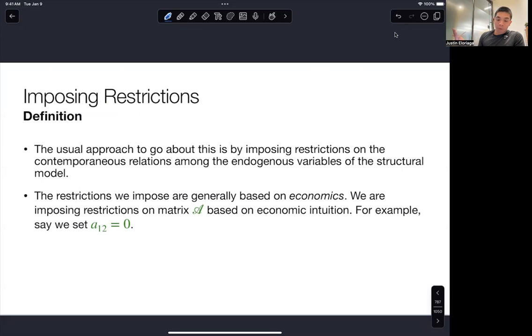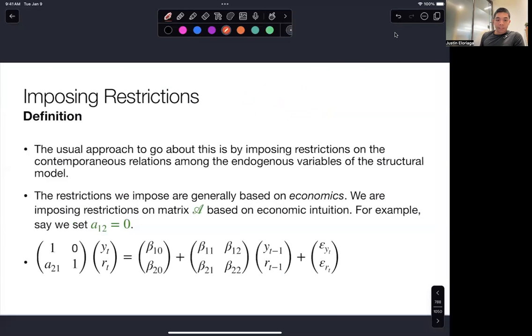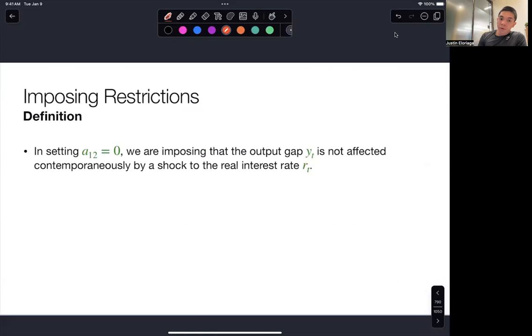So say we're going to impose a restriction. This is our matrix A, if you remember. It's equal to 1, A1,2, A2,1, 1. What we're going to do is claim that A1,2 is equal to 0, okay? This is the key thing here. In setting A1,2 equal to 0, we are saying that the output gap is not affected contemporaneously by a shock to the real interest rate RT.